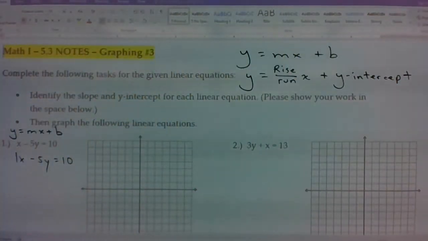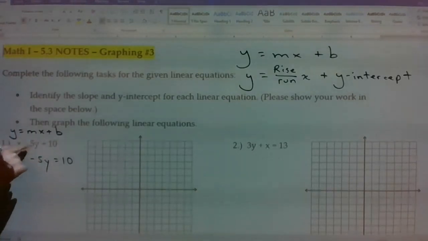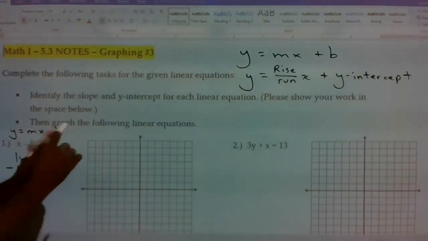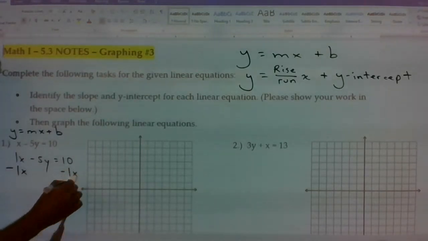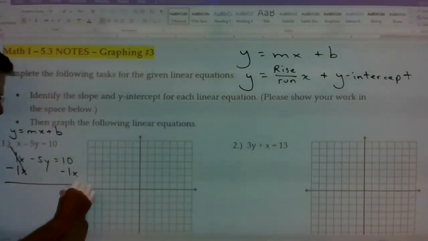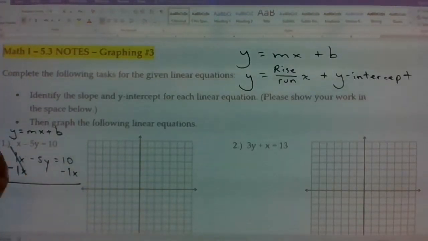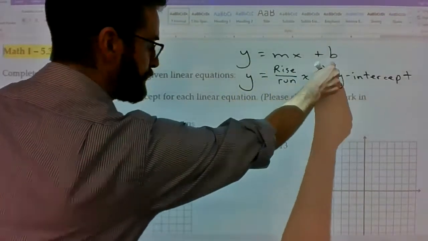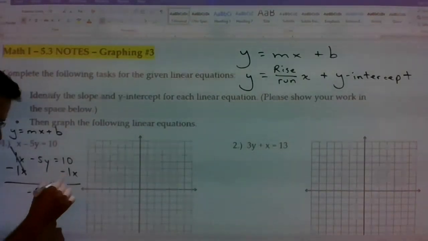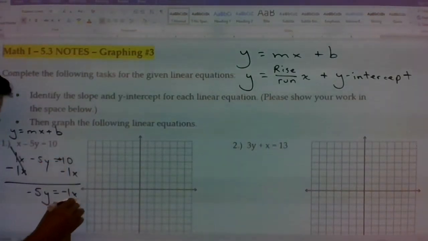And then I ask myself, I have a 1x on the left. How do I move that 1x to the right? Well, if you recall from the solving equations and inequalities chapter, doing the opposite operation moves it to the opposite side. So you're not going to necessarily be able to combine the 10 and the 1x, but you've successfully moved it to the other side. Because look, y equals mx plus b. Negative 5y equals mx plus b.